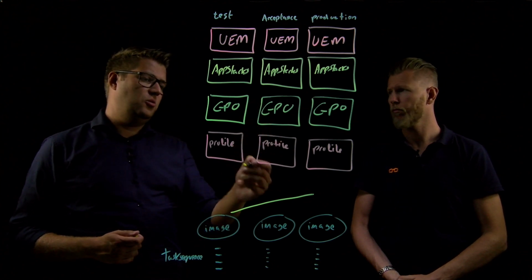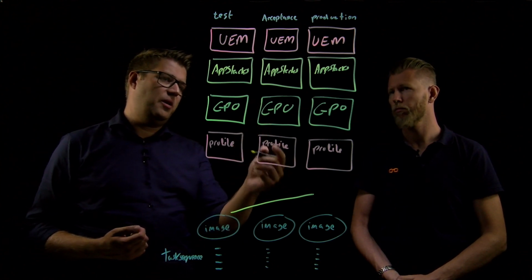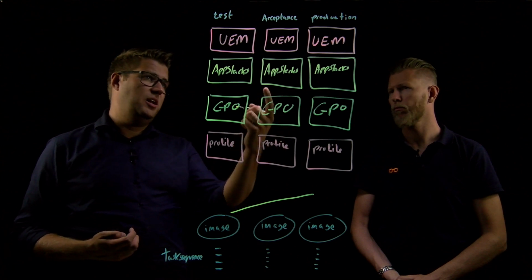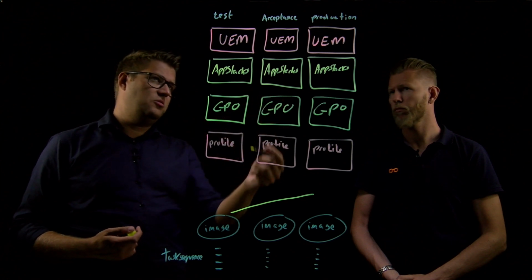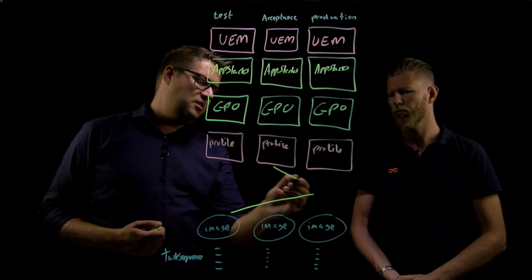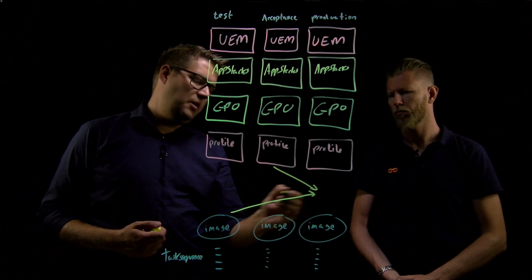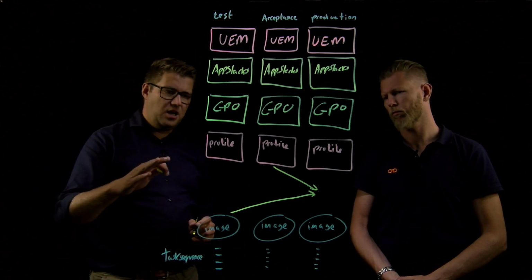When I do application testing, for example, if I make a change on an app stack and a UEM setting, and I've tested it before in test, and I now want to move to acceptance, I test it towards the production image. So how do I do this?